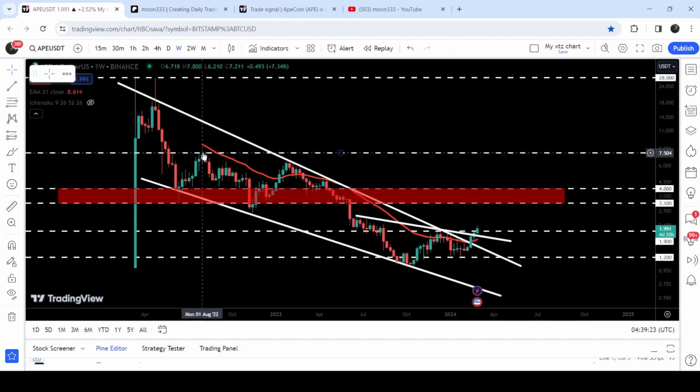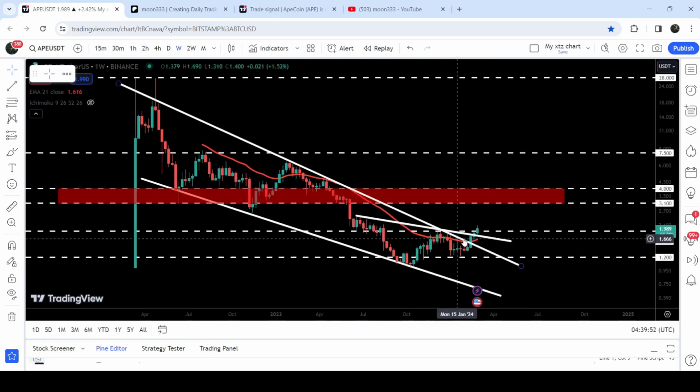We had a very nice pump, but the price line got rejected by this long-term resistance of $7.50. Moved down again, tested this support zone. We had another nice bounce, and we also tested the support of this falling wedge pattern as well. And here it worked as a nice support for a few weeks, but finally it broke down this support. Therefore, now once the price line reaches there again, then it can work as a very strong and long-term resistance for the price line of ApeCoin.